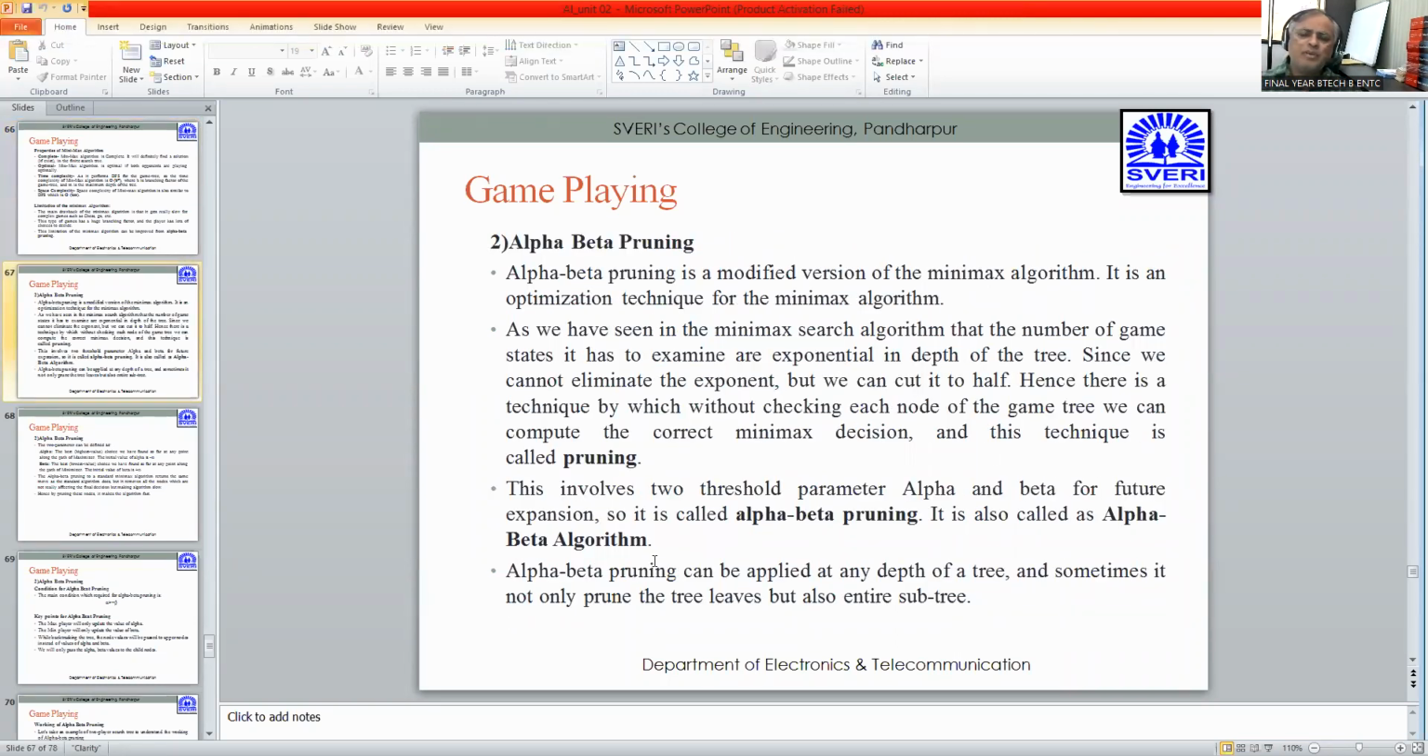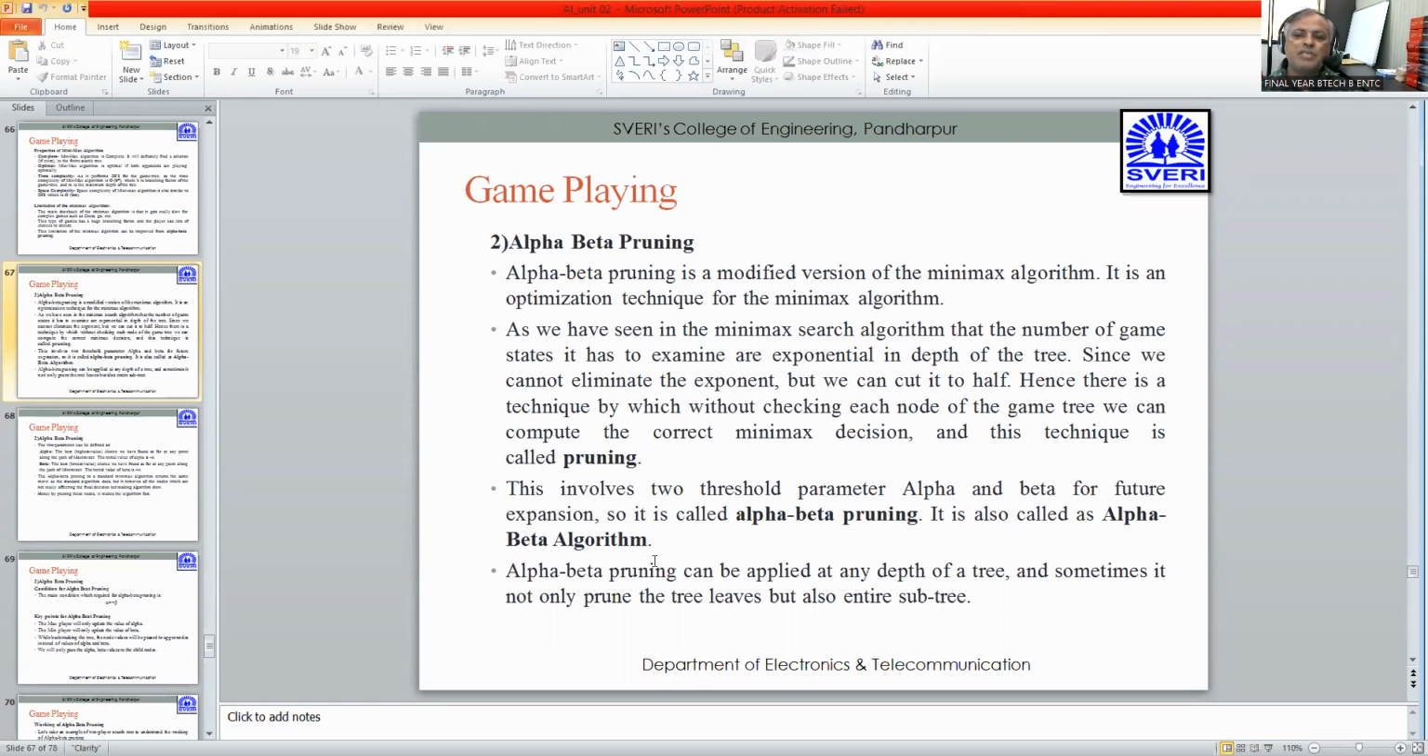Alpha beta pruning is the same as Minimax, but it is an improved version. Some modifications were made to the Minimax algorithm, and then a new version came up. It is a modified version. So it is also an optimization technique for the Minimax algorithm. It has been optimized a bit, and by making these optimizations a new algorithm was created.